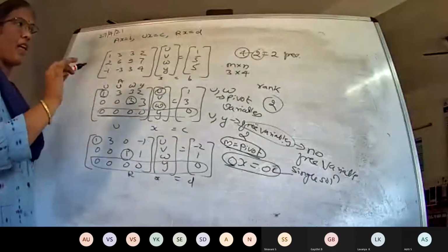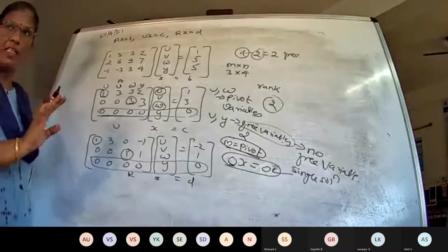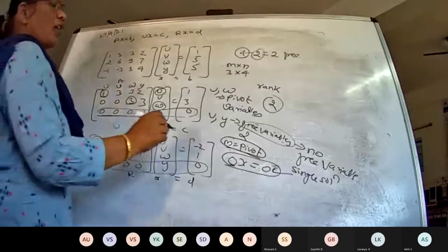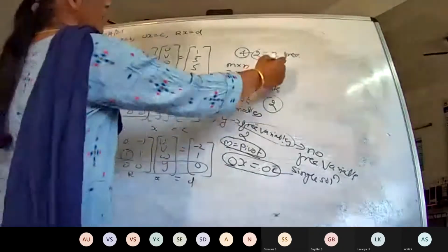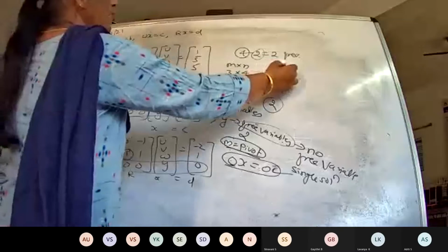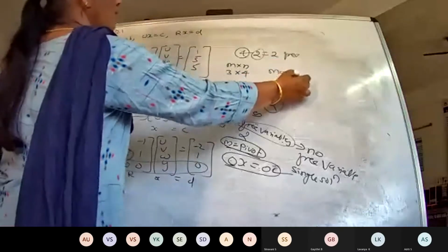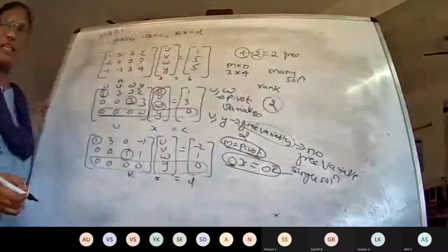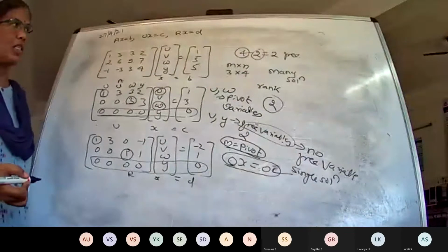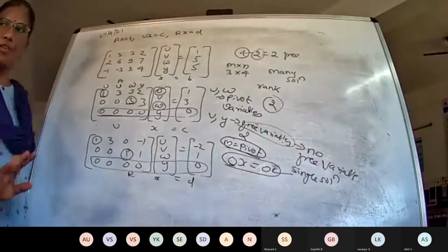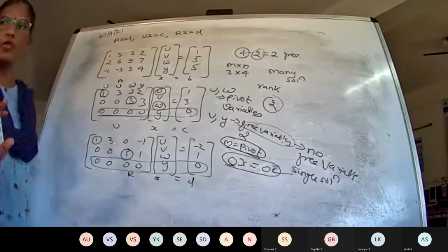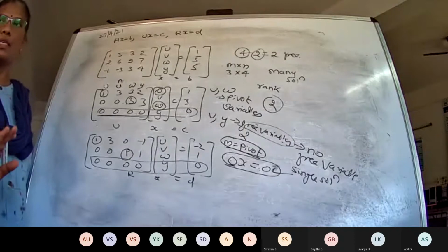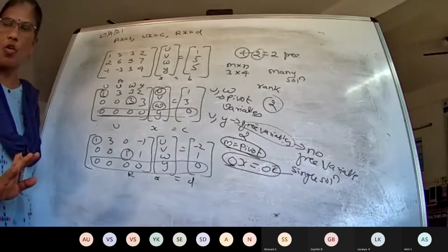So if any free variable is present, you will not have a single solution, but you will have infinite, or many, solutions. If you don't have any free variables, you will have a unique, single solution. Is all of this clear, all the concepts?